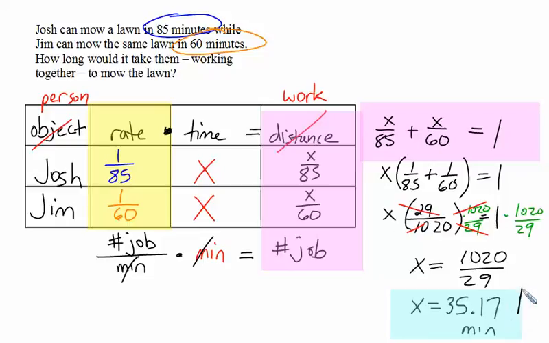And last but not least, does your answer make sense? So if it took them 85 minutes and 60 minutes individually, they should be faster working together. And this is actually a little bit worse than half of Jim's pace. So it makes sense in this problem because Josh wasn't as fast as Jim. So it almost cuts Jim's time in half, but not quite. It makes sense. Follow this structure, and you should be able to work these problems out successfully.